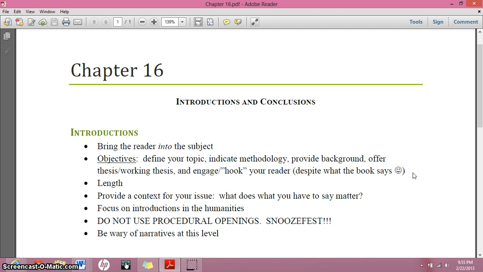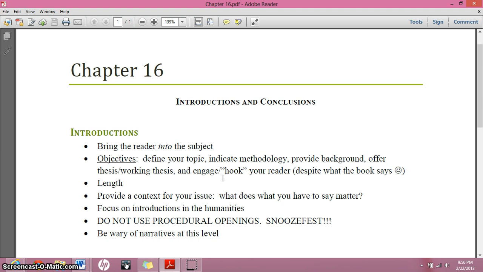I disagree with what the textbook says. The textbook says that doing this can often be mistaken as an opportunity to be cute or silly or something like that. And I'm not saying that when you hook or engage your reader that you do that, but you can do it in an academic way. You don't have to be cute, but you can be creative. Creative is okay, even in composition.